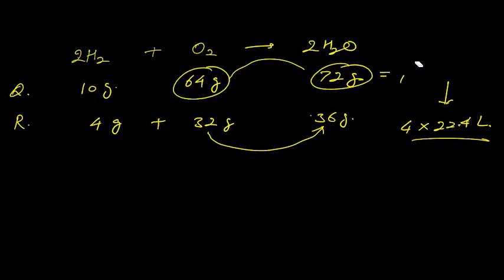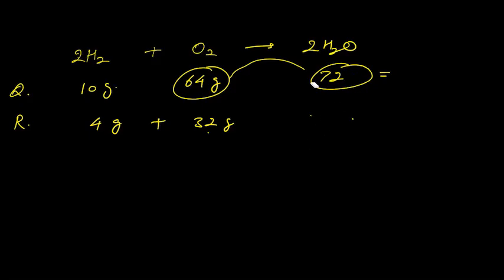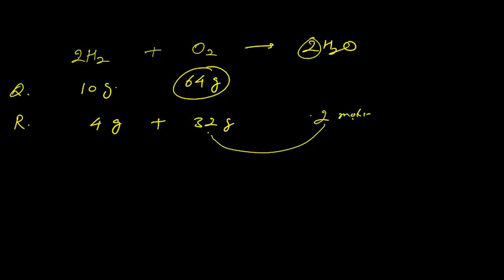You will say 32 grams give us 2 moles. So 64 grams will give us 4 moles. Yes, sir. 2 by 32 into 64. 64 is double of 32, and 4 is double of 2. It will be double.